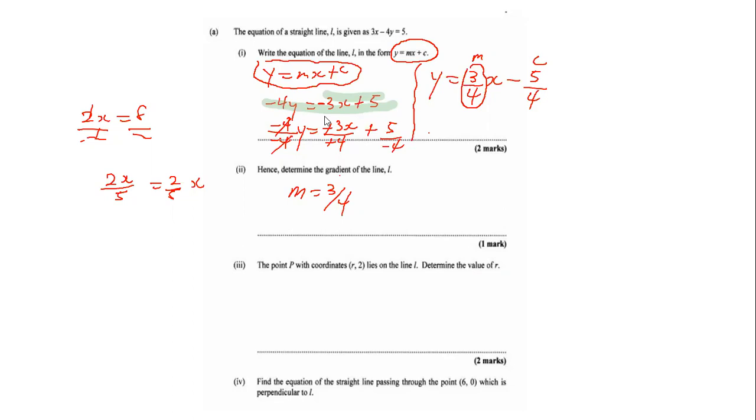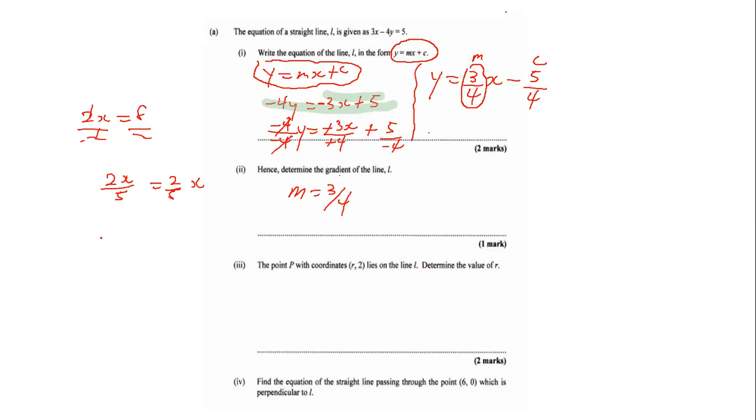What will I do here? Label. Now, my advice here, if they give you something like this, and they say that the point P with the coordinates R, 2 lies on the line, determine the value of R.